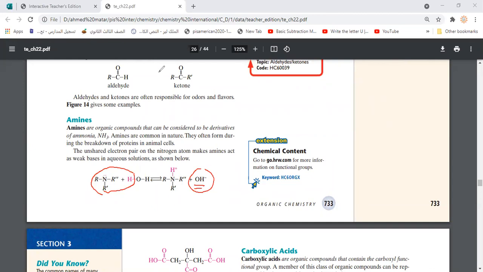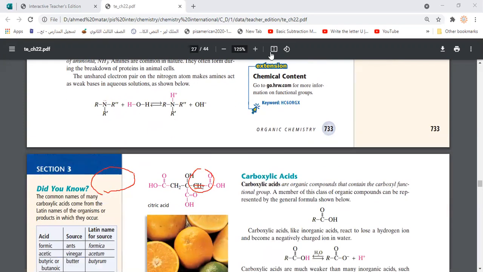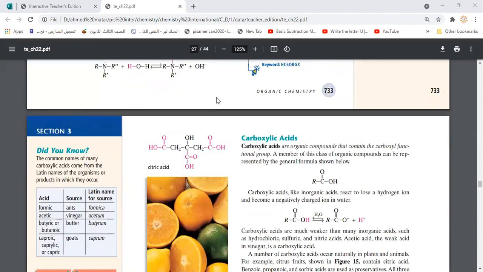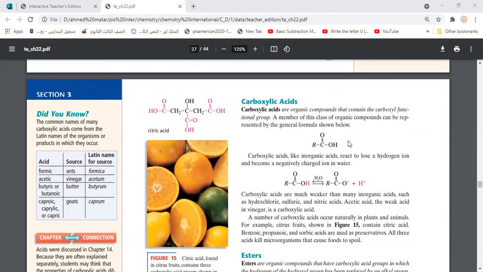Okay. So then we're going to pass to the next part, which is the carboxylic acid. So what are carboxylic acids? Carboxylic acids are organic compounds which contain the carboxyl group. What is the carboxyl group? The COOH, that is the carboxyl group. So whatever compound contains it is going to be considered an organic acid. Carboxylic acids are found in nature in a lot of sources, like citric acid, which is found in citrus fruits like lemon, tangerine, orange, and so on.